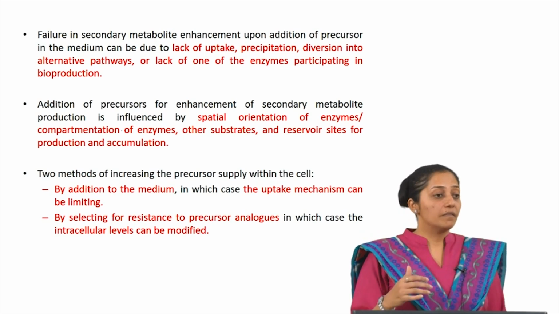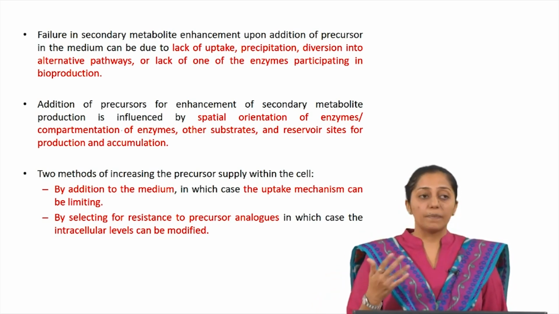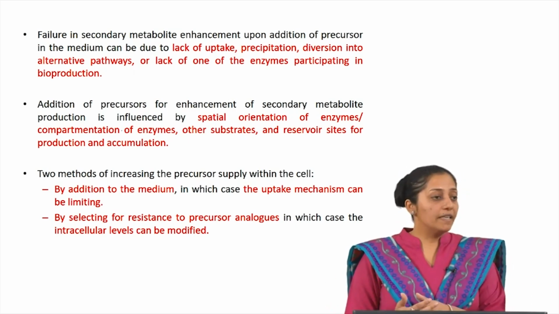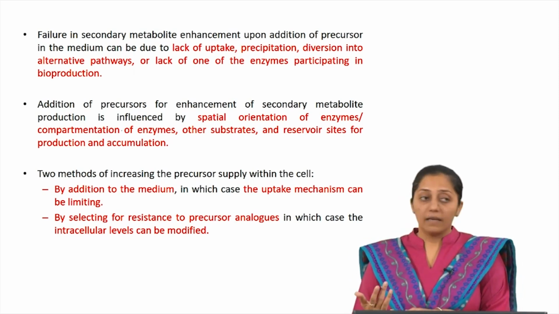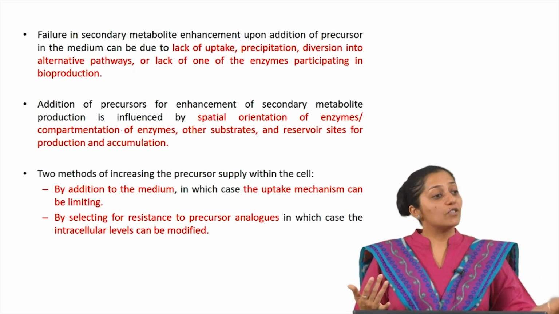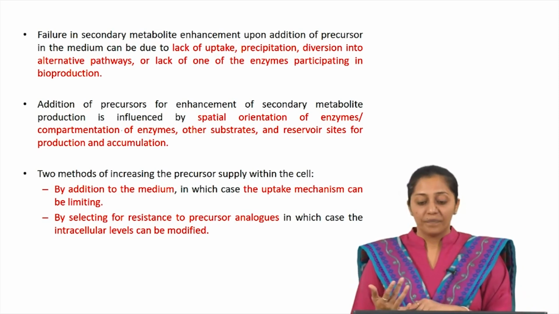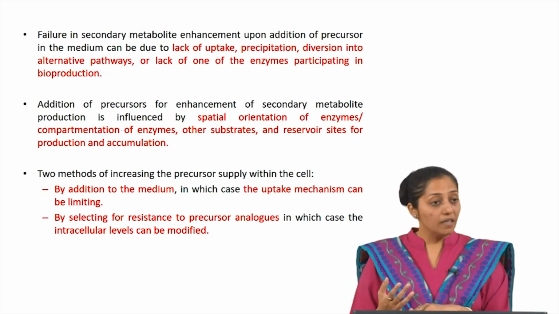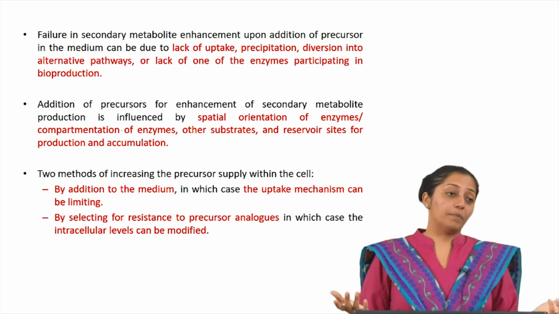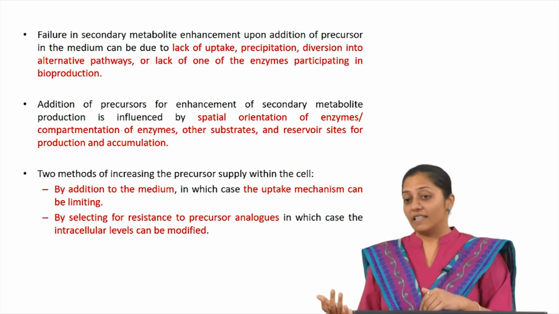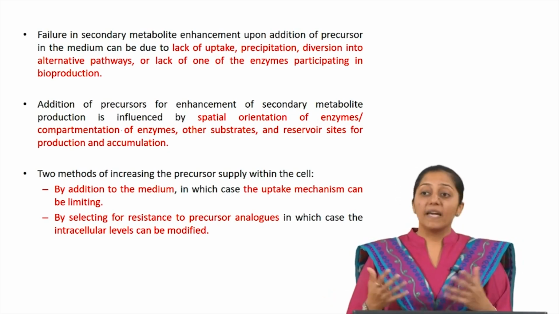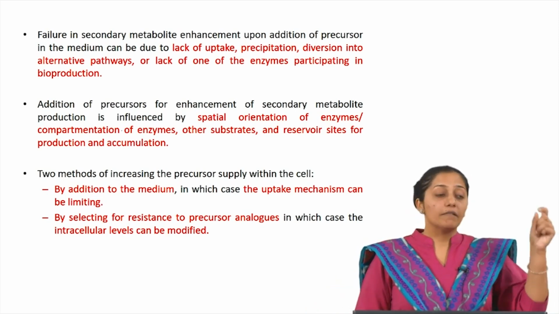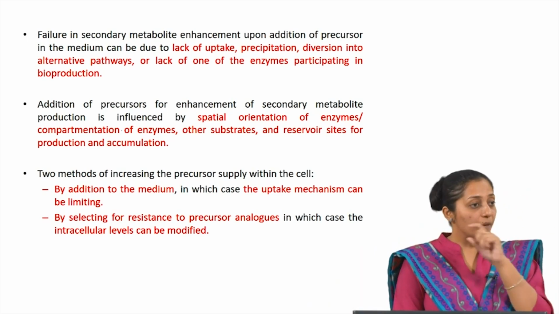So, the reasons said to be responsible why, despite adding precursors exogenously, there is no response by the cell in terms of yield enhancement: first, the lack of uptake. The cell is not able to take up the precursor exogenously. Precipitation of the precursor, which means availability of the precursor to the cell, can be a limitation. Diversion into alternate pathways: when exogenously added and taken up, it may get utilized in different other pathways, depending on which position it lies, because these are all branched pathways.